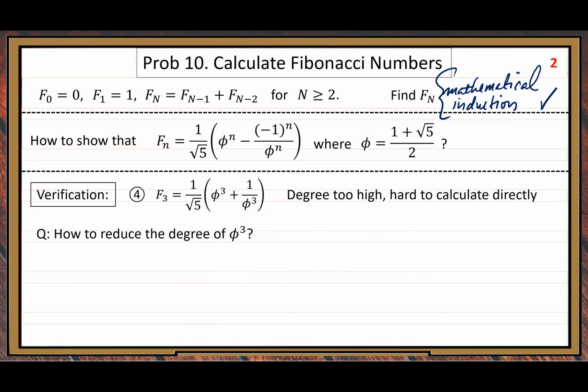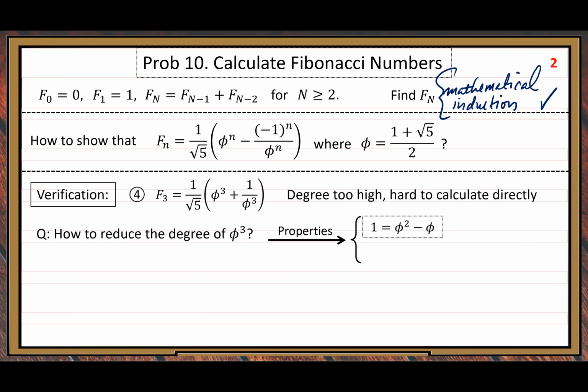Now the question: how to reduce the degree of phi cube? We need to apply some properties of the golden ratio. Golden ratio is a special number. It should have some special properties. So what are those properties? We need to find those properties first. Then we can take advantage of them and simplify our representation as much as we can.